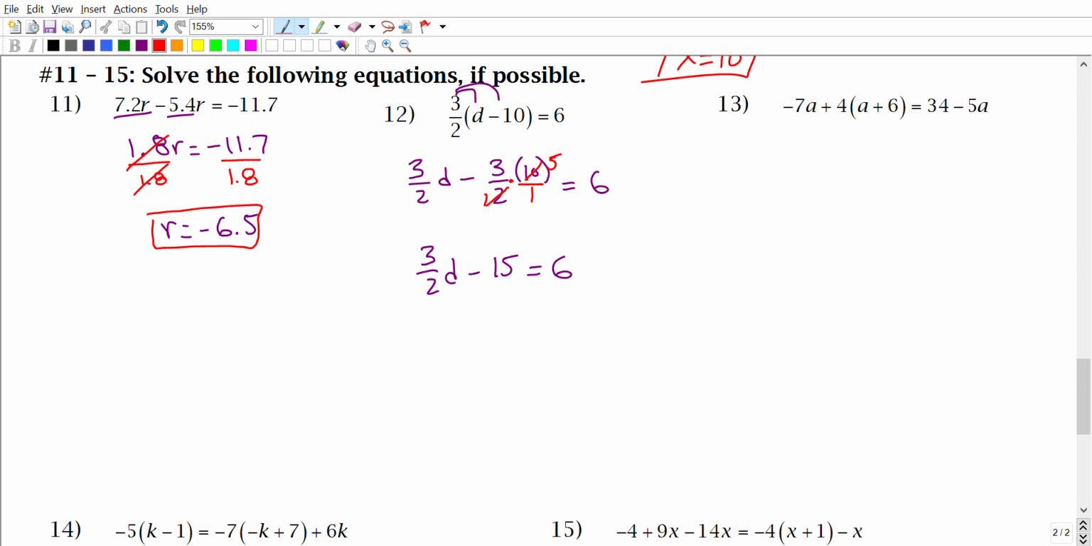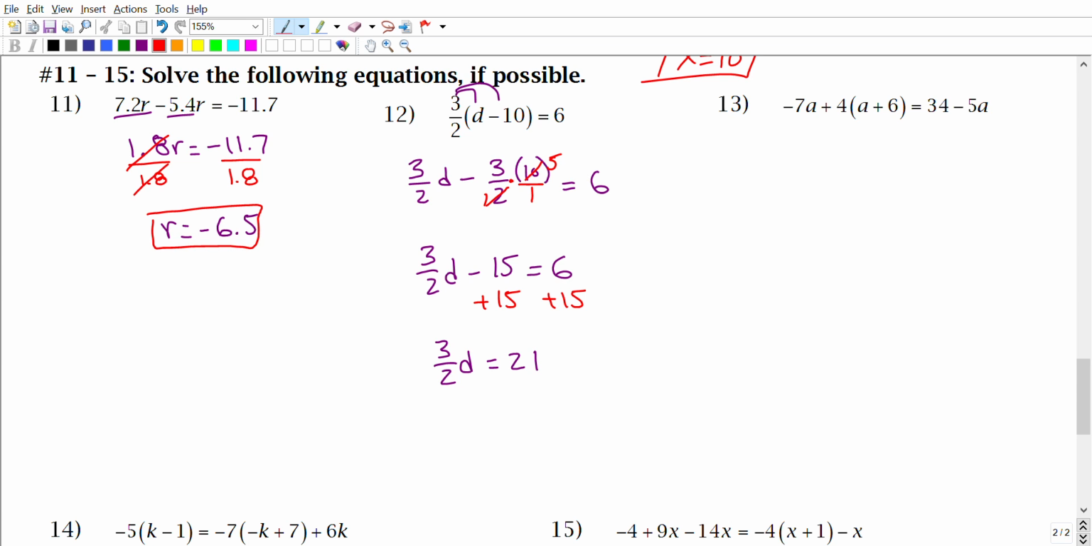we only have a variable on one side, so we can go straight to SADMAP. So I'm going to get rid of that 15. So I'm going to go ahead and do 3 halves d equals 21. All right.